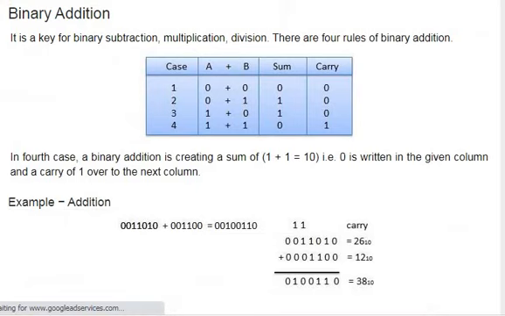Binary addition, A plus B: 0 plus 0 is 0 and carry is 0, and 0 plus 1 is 1, 1 plus 0 is 1, and 1 plus 1 is 0 with carry 1. Basically 1 plus 1 is 2. 2 you convert into binary, means 2 divided by 2 you get 10. So look at an example, addition.